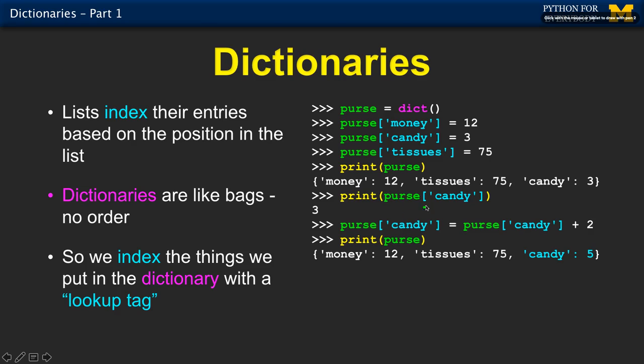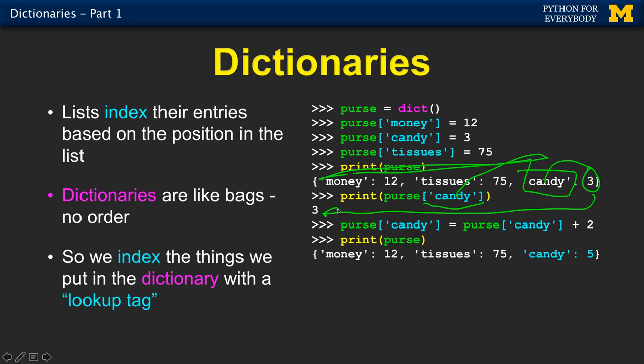To pull something out, we say pers sub candy. So we use the exact label that we used to put it in. We use that to pull it back out. So pers sub candy is 3. It says go look up and find in this dictionary the thing that has a key of candy, and then pull that number out.